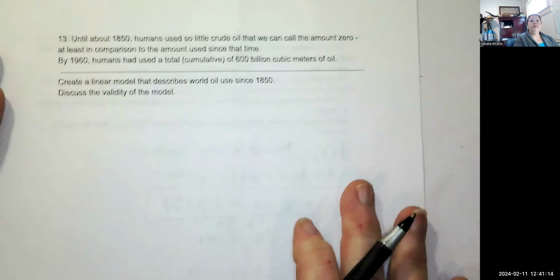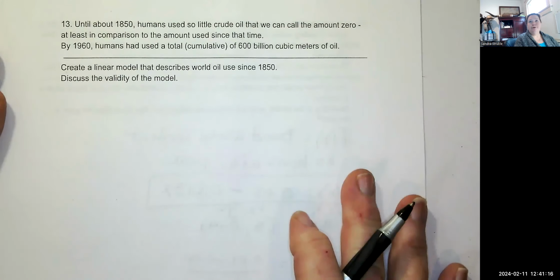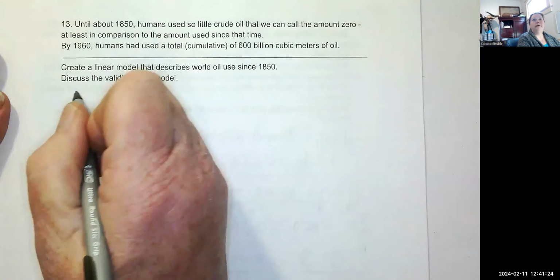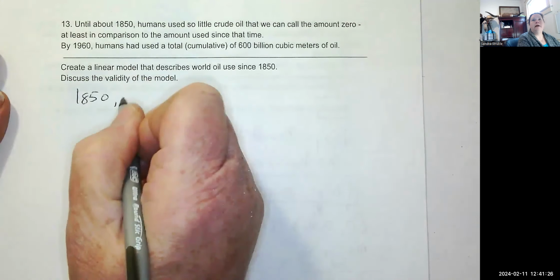All right, 13. Until about 1850, humans used so little crude oil that we can call this amount 0, at least in comparison to the amount used since that time. All right, so 1850, I got a 0.